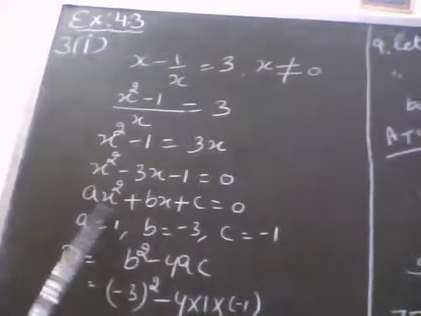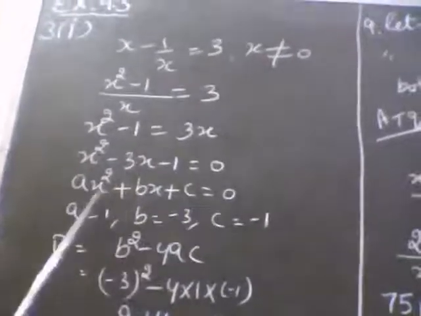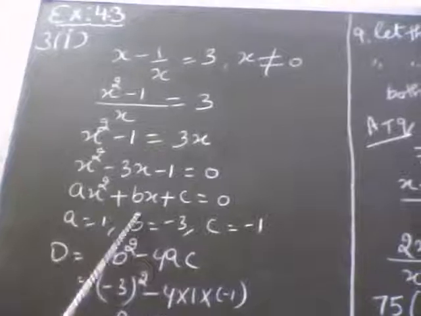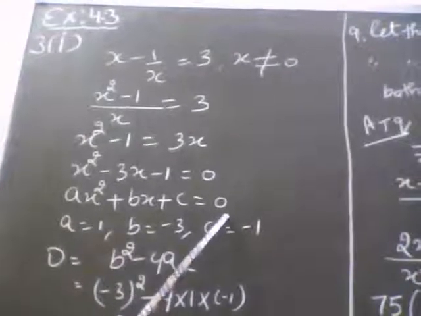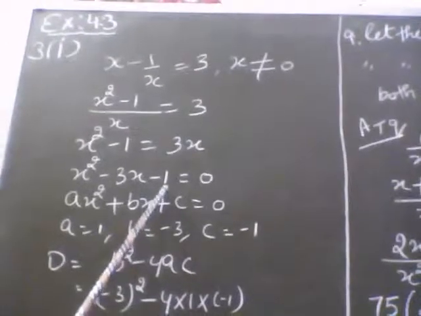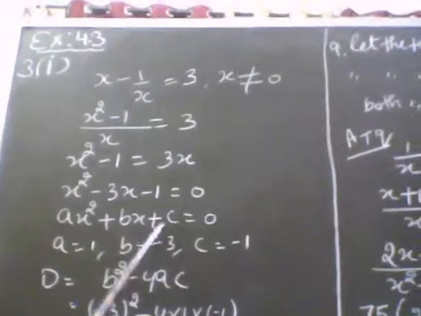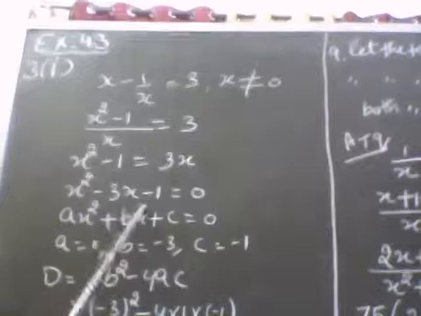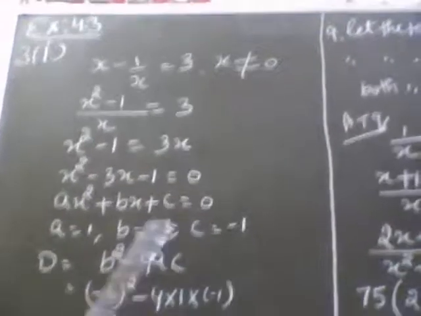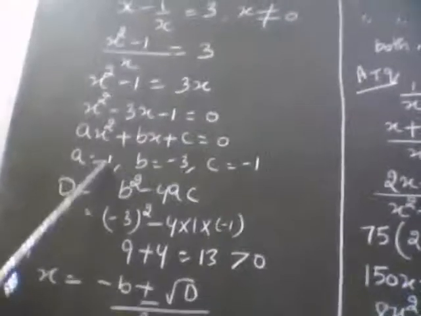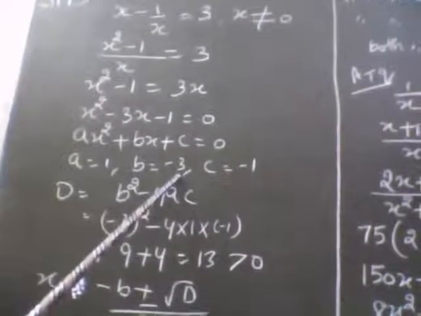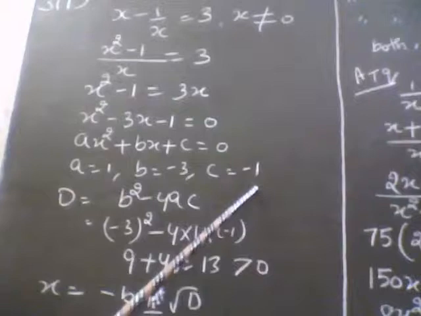Now we'll write our standard form of the quadratic equation, that is ax square plus bx plus c is equal to 0. Now this is the quadratic equation. Now we have to find out the roots. We have three methods to solve this. Now we'll solve this by using the quadratic formula. So first of all, we'll compare the coefficients and we'll get a is equal to 1, b is equal to minus 3 and c is equal to minus 1.